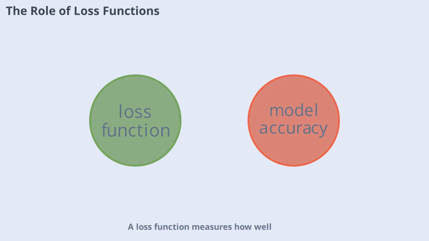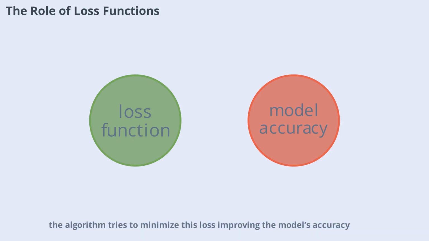Loss function measures how well your model's predictions match the actual data. During model fitting, the algorithm tries to minimize this loss, improving the model's accuracy. Common loss functions include mean squared error for regression and cross-entropy for classification. Understanding loss functions helps you tune your models for better performance.